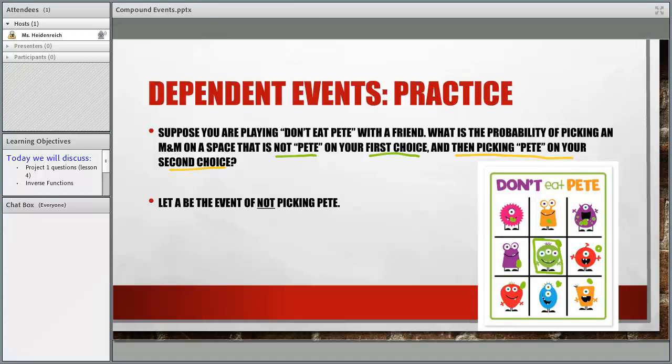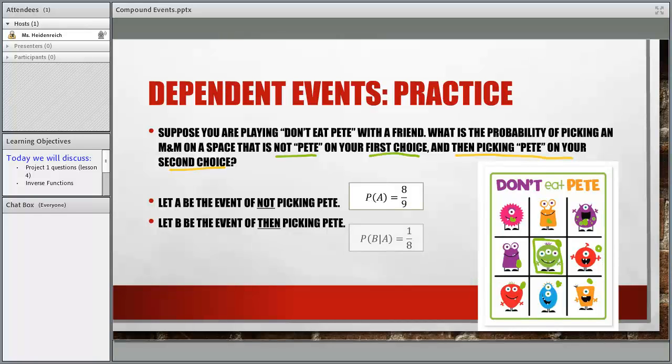Okay, so I'm going to go ahead and put up our probabilities here. Of not picking Pete, there are 9 M&Ms, so that would be 8 different guys that they could pick that's not Pete out of 9 total guys on the board. But then the probability of picking Pete on the second pick, there's only one guy who is Pete, so that's going to be the numerator this time. And there are 8 to choose from because we already picked one. Say we picked that pink one right there.